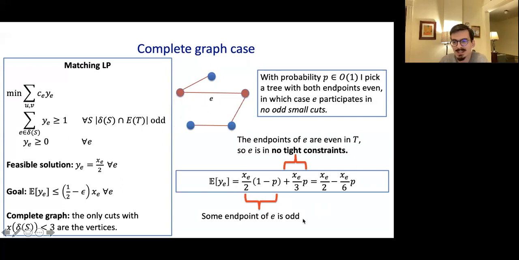And in this instance, we can obviously reduce the value of y_e in this feasible solution since it's in no tight constraints. So this edge gains against this initial feasible solution by some constant times P. And since P is a constant, we're done. This is what we wanted.